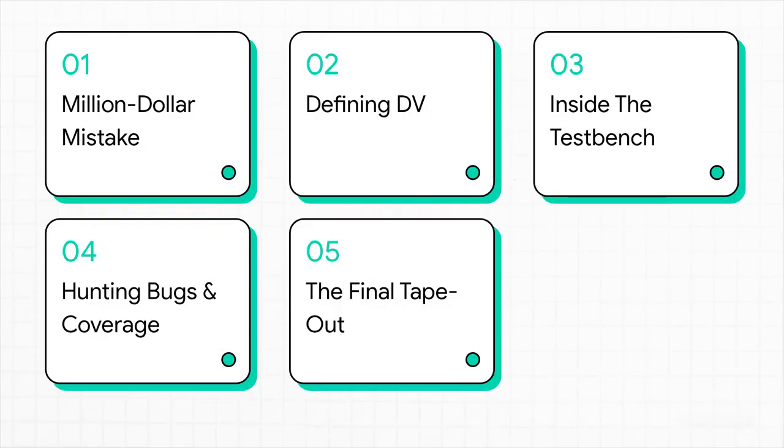Here's our roadmap for today. 1. The million-dollar mistake. 2. Defining design verification. 3. Inside the test bench. 4. Hunting bugs in coverage. And 5. The final tape-out.